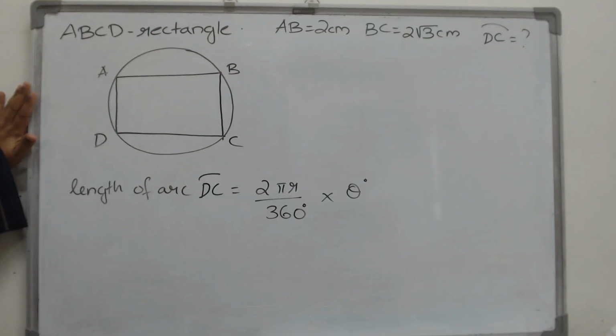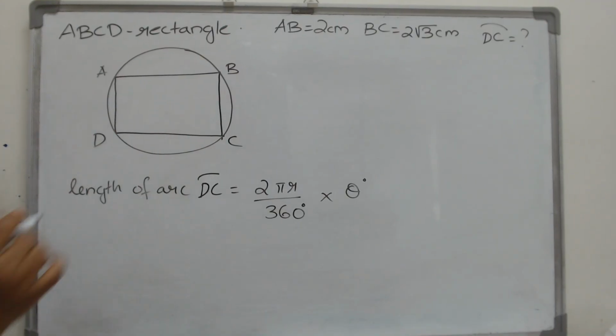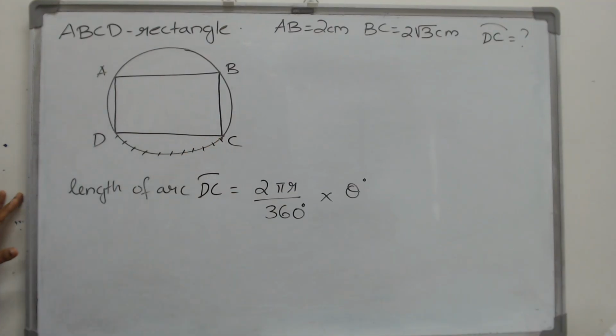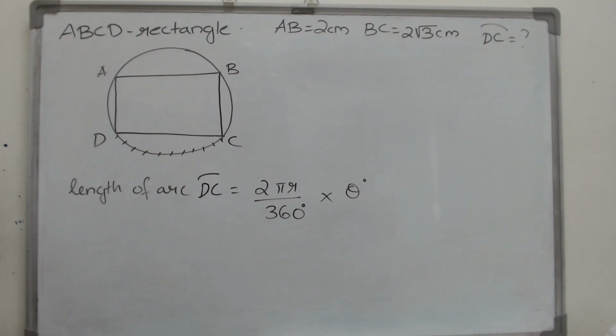Here we have a rectangle ABCD inscribed inside a circle. What we need to find is the length of this arc CD. And we know that it is given by this formula here where we have two unknowns.